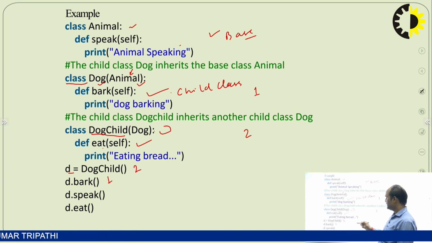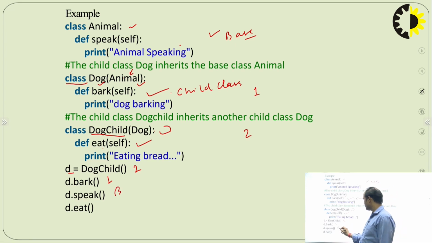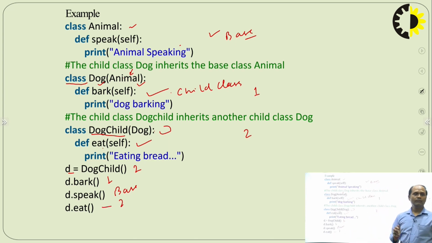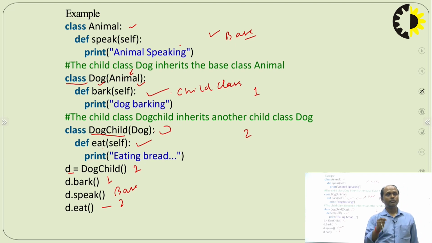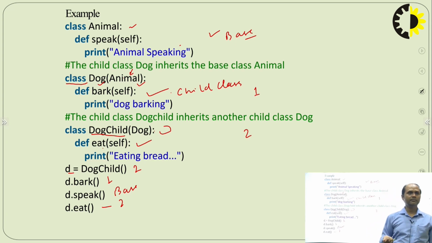And what about D dot speak? That is the function of the base class. So we can create one object and access the base class, child 1 class, child 2 class and child 3 class, if we have created child 3 or more classes. So this is the concept of multi-level inheritance.